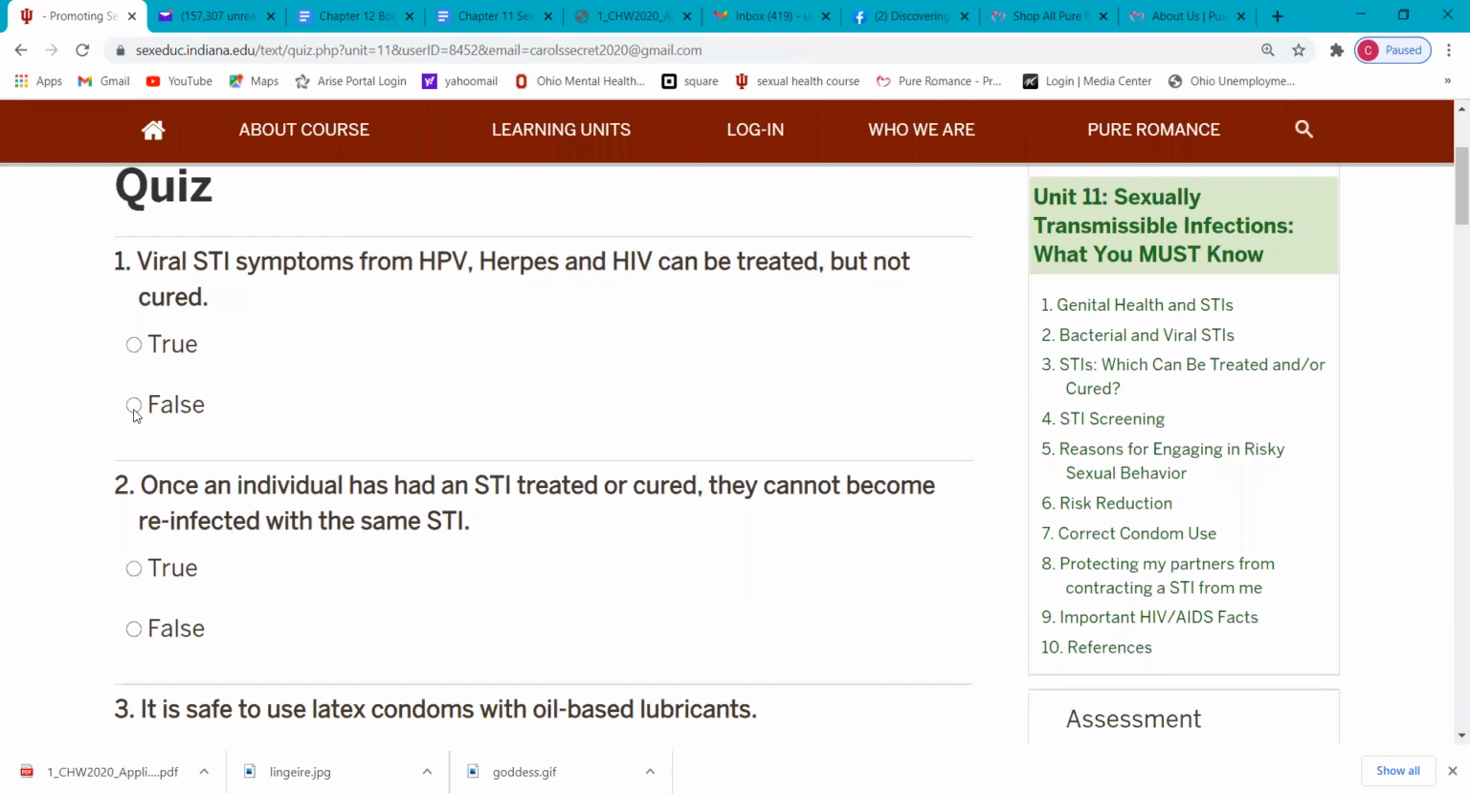All right, so we have question 1. The viral STI symptoms from HPV, herpes, and HIV can be treated but not cured. True or false? I'll give you a chance. That's true. It can be cured. The viral STI symptom from HPV, herpes, and HIV can be treated but not cured. That's the key thing. Not cured, but can be treated.